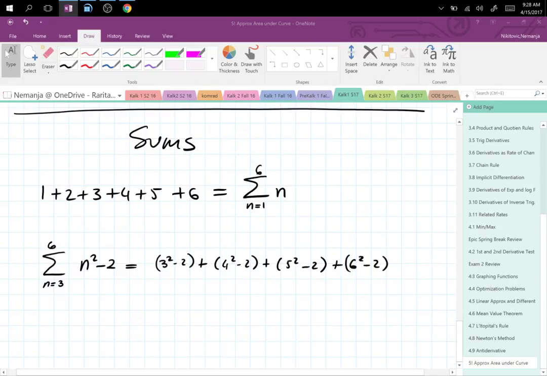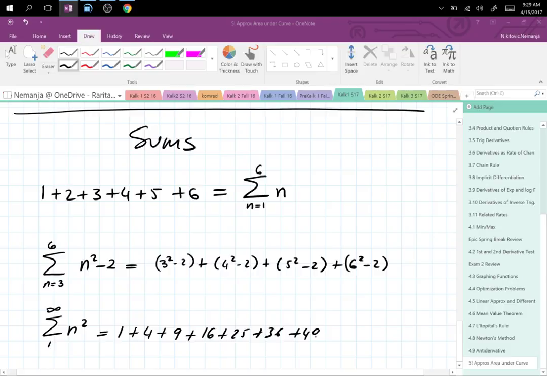You clearly don't want to write out summation of n squared, n starts at 1 and goes to infinity, because you can't, right? You can just go and say, oh yeah, it's 1 plus 4 plus 9 plus 16 plus 25 plus 36 plus 49 plus, and then you get bored.